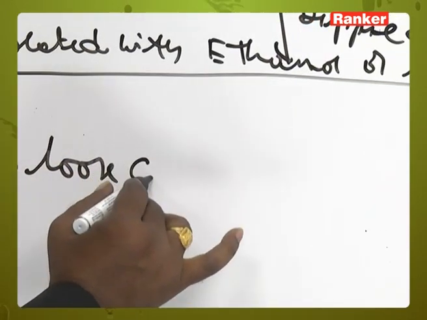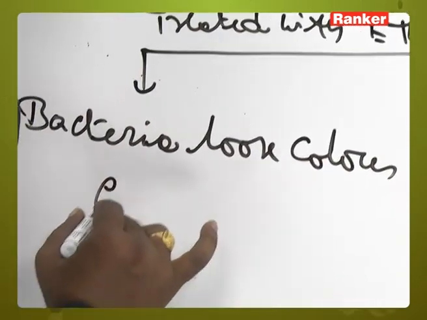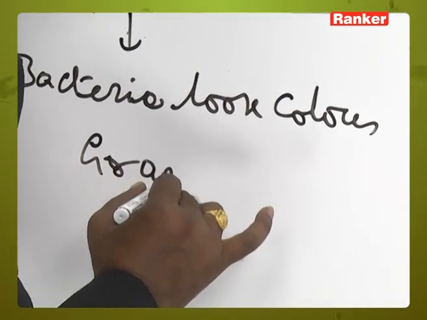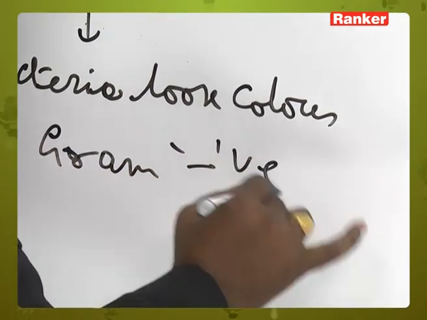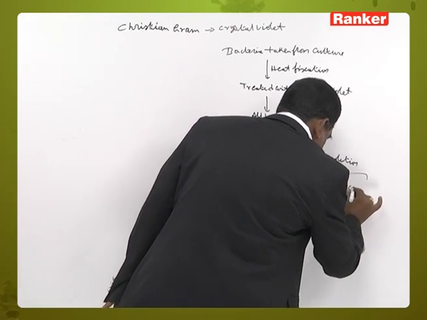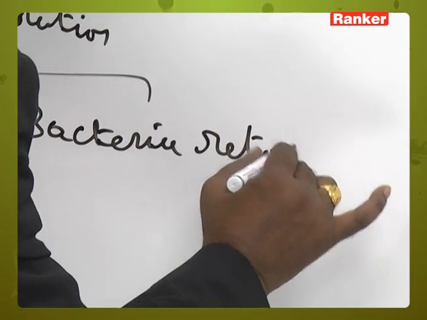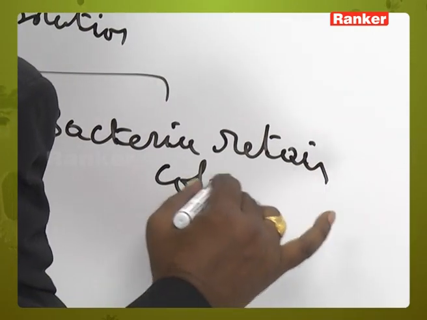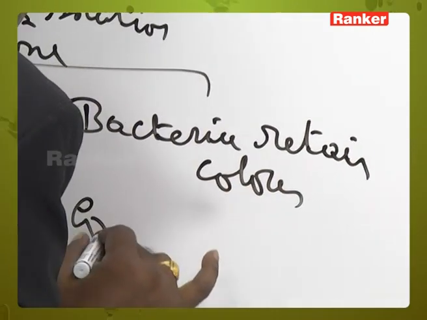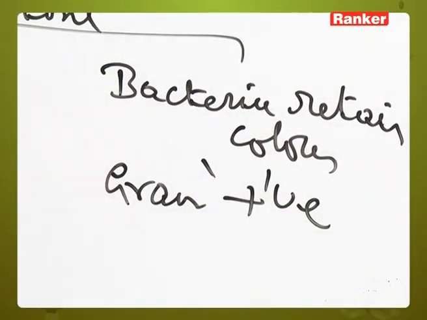If bacteria lose color, they are called gram negative. If bacteria retain color, they are gram positive bacteria.